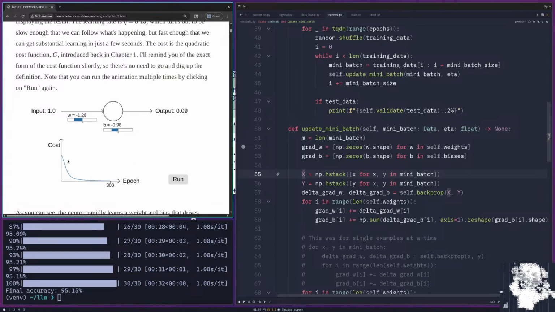So the cost goes down over time. It never gets all the way to the best output. And it kind of slows down once it gets a certain amount of the way there.